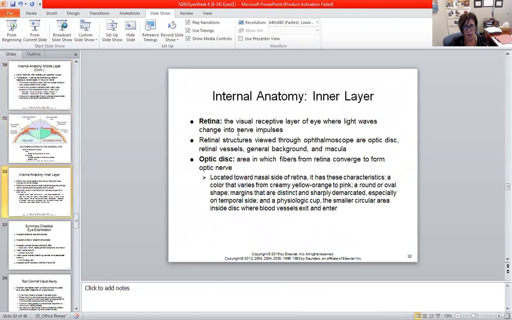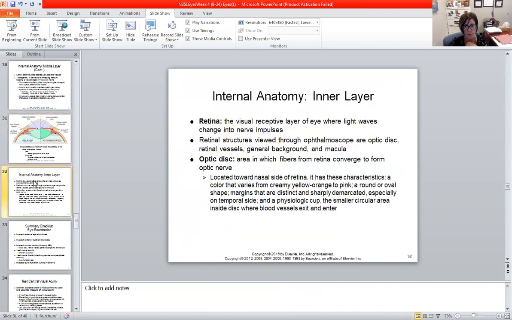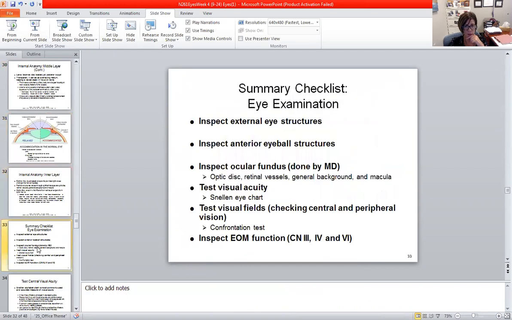So again, your lens changes shape depending on whether the objects are near or far, and if there's light coming in, so it accommodates to all that. The inner layer of your eye, we already went through this, is the retina, and it's where the light waves are changed into nerve impulses. And we can see it through the optic disc. The optic disc is the area which converges from the optic nerve.